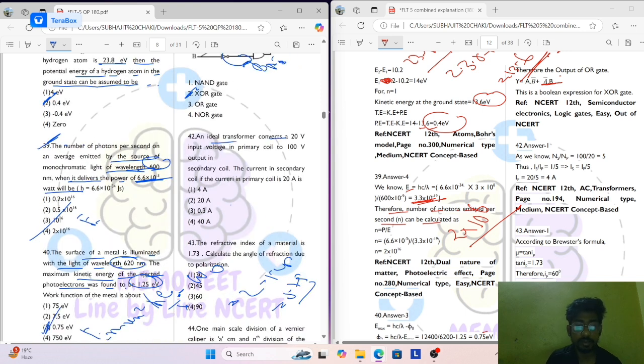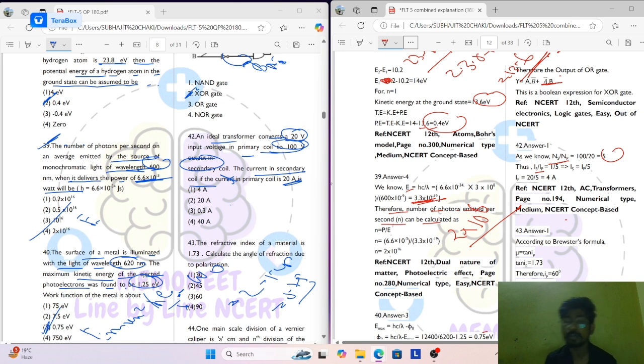An ideal transformer converts 20 volt input voltage in the primary coil into 100 volt output in the secondary. The current in the secondary coil is, if the current in the primary coil is 20 ampere. Ns by Np equals Vs by Vp. So Ns by Np equals 100 by 20, which means 5. Is by Ip equals Np by Ns, that is 1 by 5. Is equals Ip by 5. So therefore Is will be 20 by 5, which means 4.